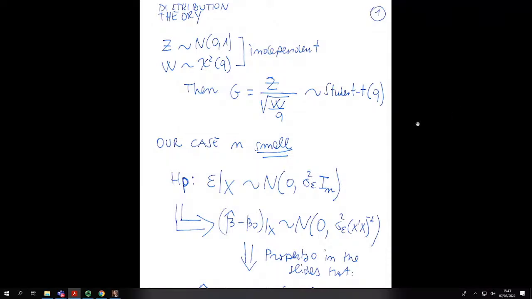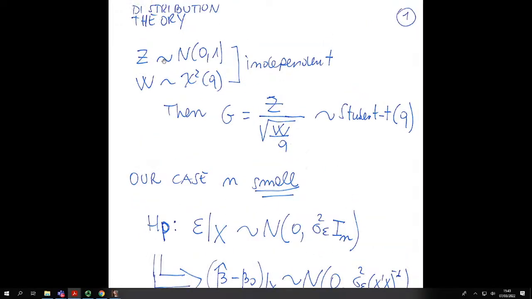Let me say, why do we care about the student t distribution? We don't do anything in a mechanical way. So imagine that, according to distribution theory, take a normal 0-1, a Gaussian distribution 0-1, and take W, a chi-square with Q degrees of freedom, and imagine that these two random variables are independent. What does it mean, please, guys?